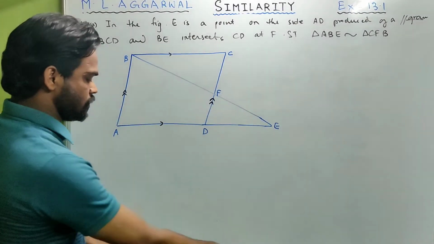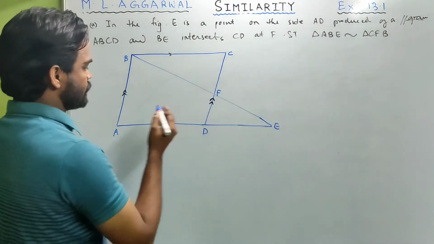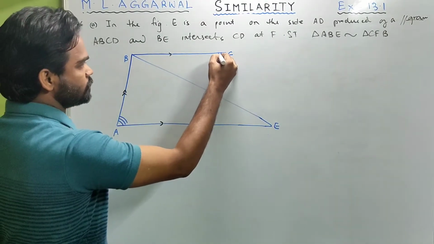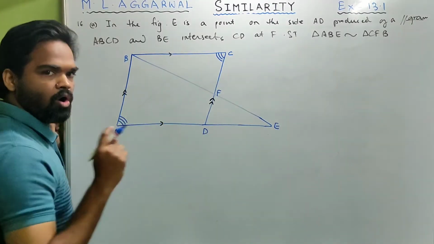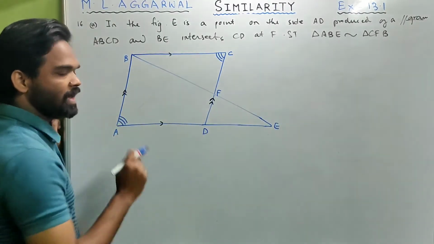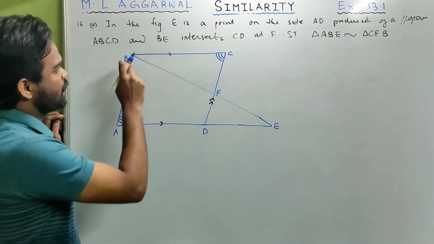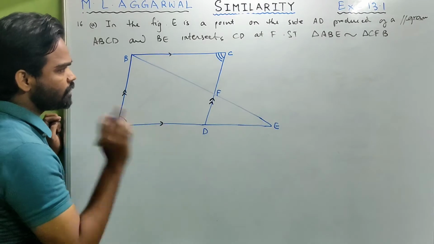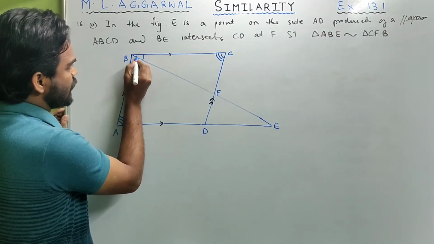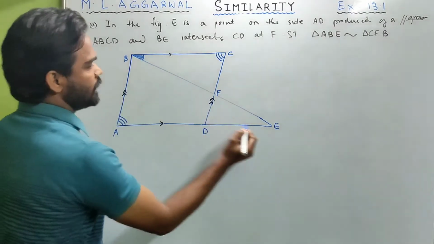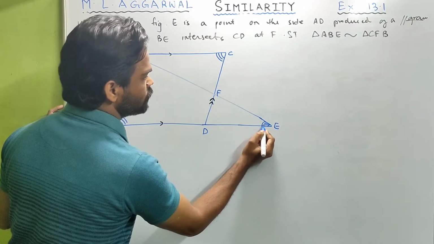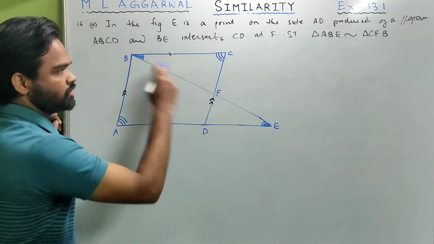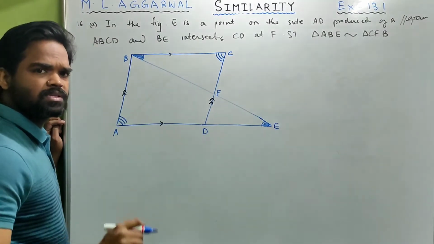Very easy. Just look over here. First of all, this angle and this angle will be equal, isn't it? Because the opposite angles in a parallelogram are equal. Angle B is equal to angle D, angle A is equal to angle C, isn't it? And one thing more, this angle and this angle will be equal, alternate, which means two angles of this triangle and two angles of this triangle are equal, which means they are similar.